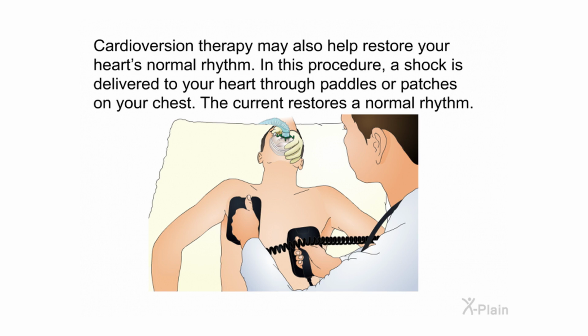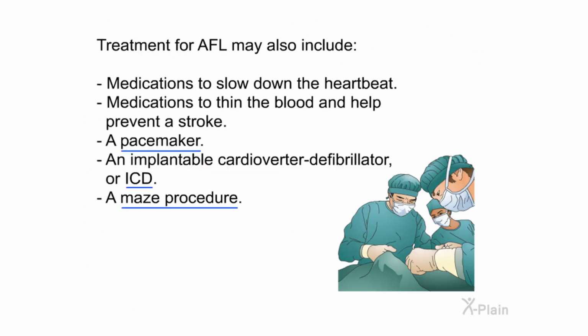Cardioversion therapy may also help restore your heart's normal rhythm. In this procedure, a shock is delivered to your heart through paddles or patches on your chest. The current restores a normal rhythm. Treatment for AFL may also include medications to slow down the heartbeat, medications to thin the blood and help prevent a stroke, a pacemaker, an implantable cardioverter defibrillator or ICD, a maze procedure.